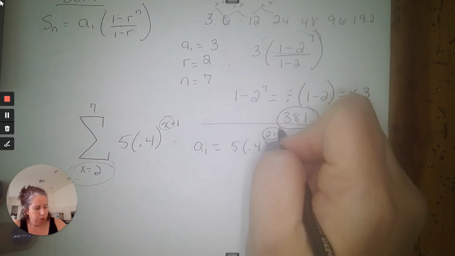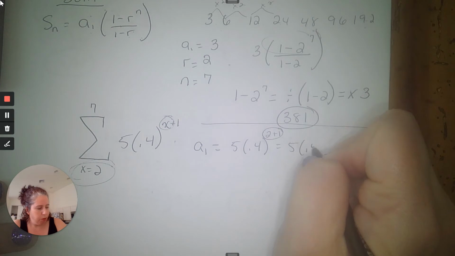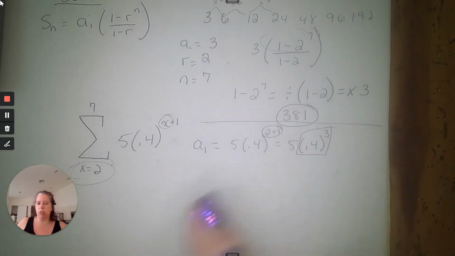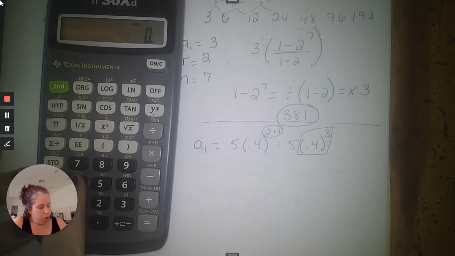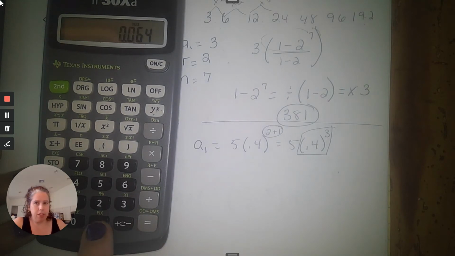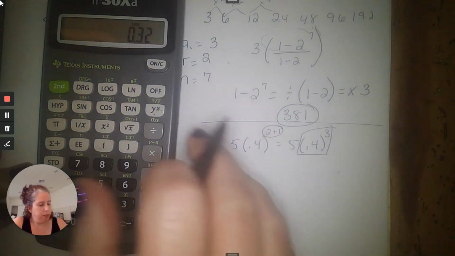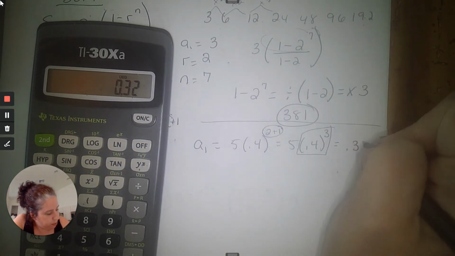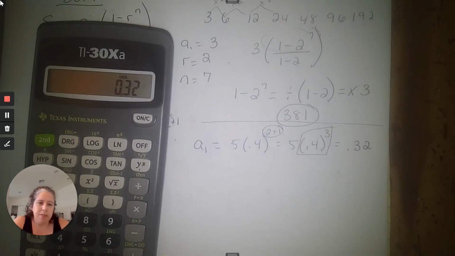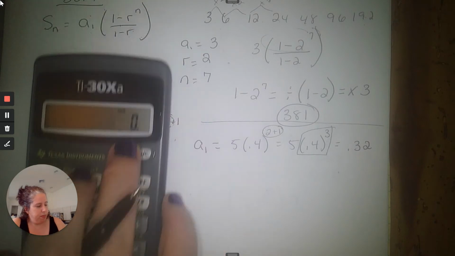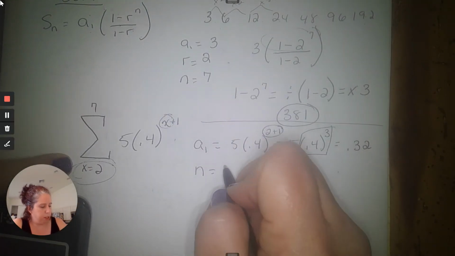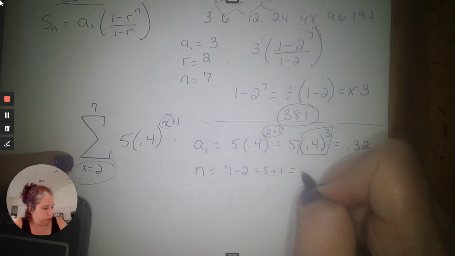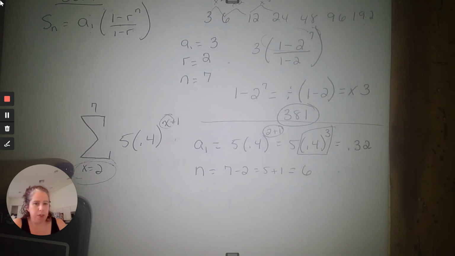So be smart. Remember, do this first. It becomes 5 times 0.4 to the third. Do exponents before you do multiplication. Get your calculator out. 0.4 raised to the third power times 5 is going to give me 0.32. Then you're going to find n: top number minus bottom, so 7 minus 2 gives me 5, plus 1, which gives me 6.